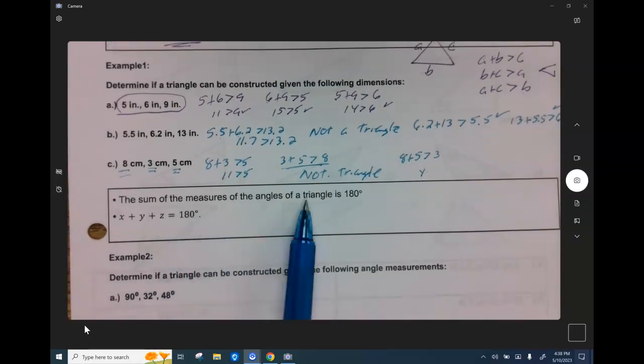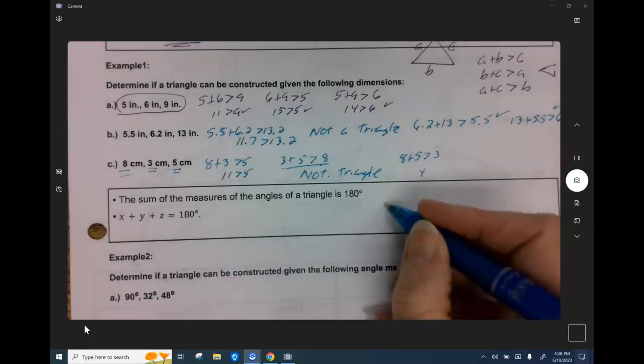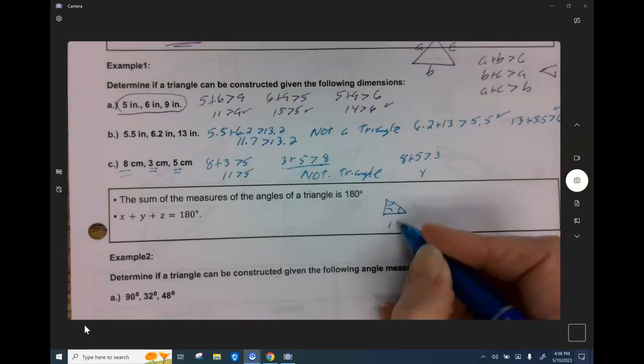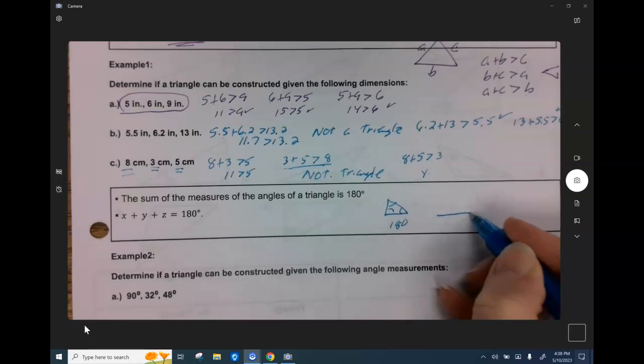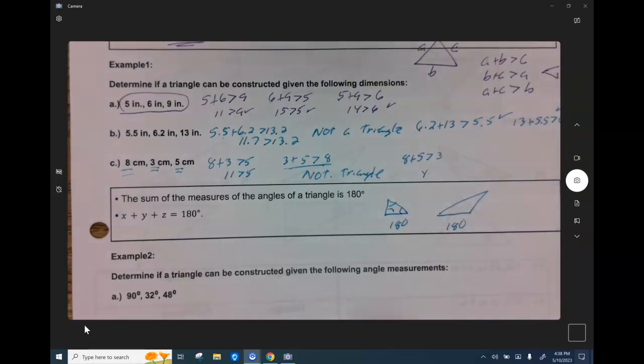The sum of the measures of the angles of a triangle is 180 degrees. And the really cool thing, it's true for any triangle whatsoever, any triangle. So this triangle right here, all three of these angles add up to be 180 degrees. This triangle right here, all three of the angles add up to 180 degrees. Every single time, the angles are going to add up to 180 degrees.